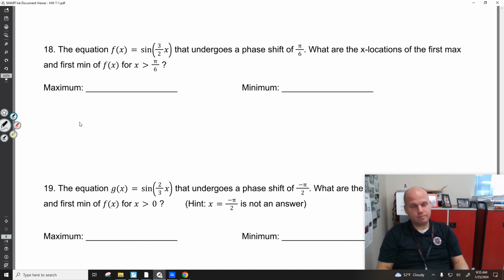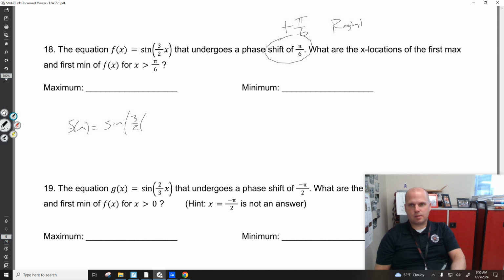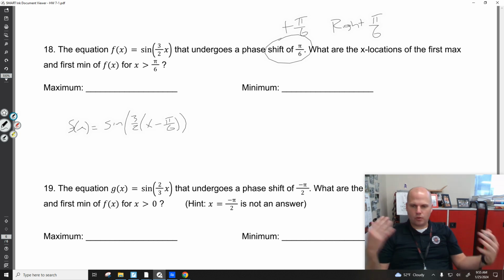This is a good one. We're starting with this, but we're going to phase shift to plus pi over 6. That's right, pi over 6. It's important to pay attention to this. Like when they say values in positive and negatives, that's telling you how you're shifting, but that's telling you how you're going to go in the opposite direction.